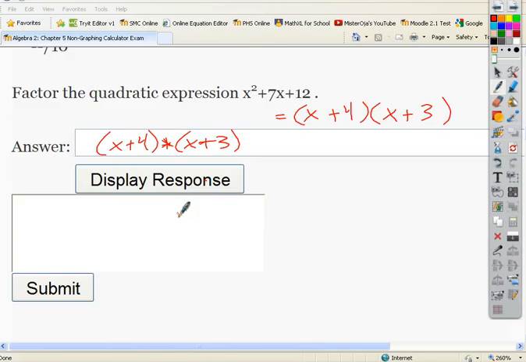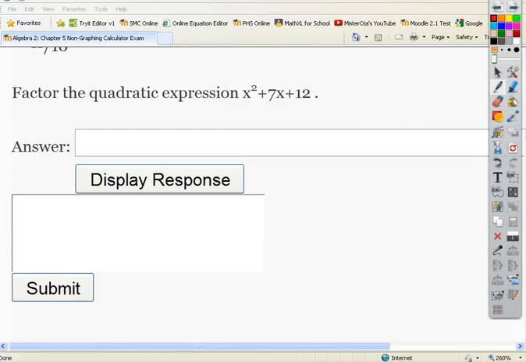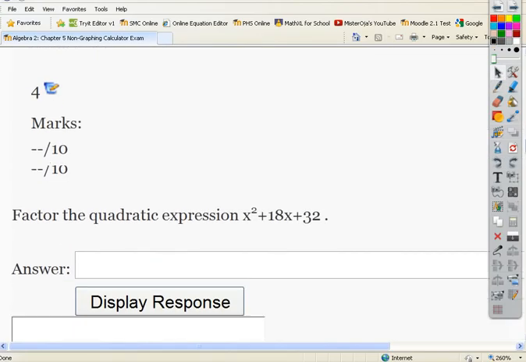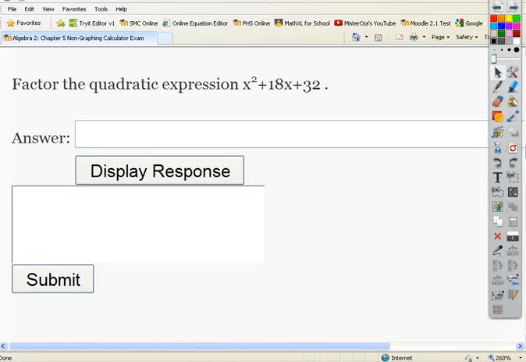Okay. What about this? What two numbers multiply to positive 32 and add to positive 18? 16 and 2. Okay. Good? Okay, fine. Now, how about this one?